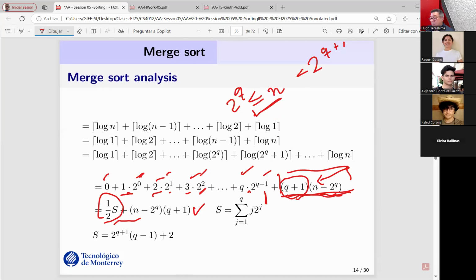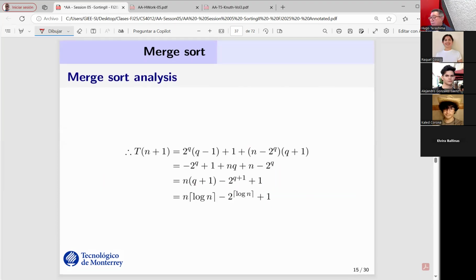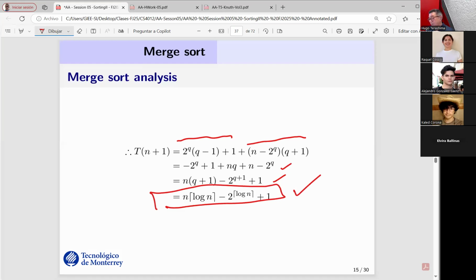For the result, this and the summation this here. This is the part here. This is the result of S. I manipulate, and at the end, I get this expression here. That is the one that I was looking for.